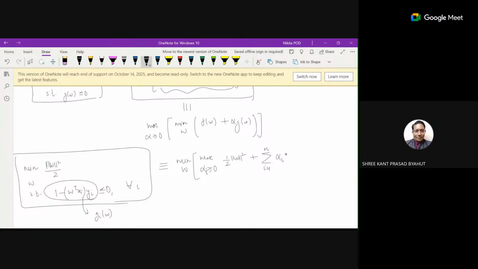Alpha I into G of IW. So that is 1 minus W transpose X on Y. Alpha I, 1 minus W transpose X I. Right? This is fine.